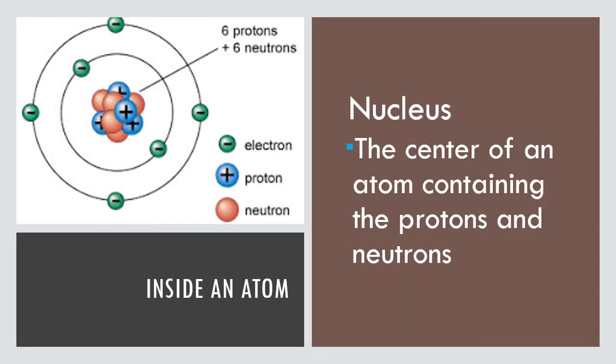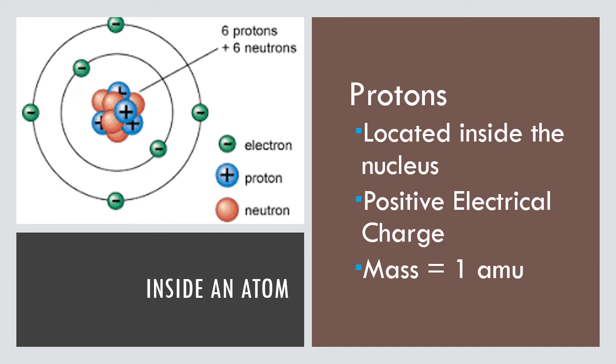So inside of an atom is the nucleus, which is the center of an atom containing the protons and neutrons. These will always be at the center of an atom. They'll always be at the center. So let's take a look at these two individual parts.